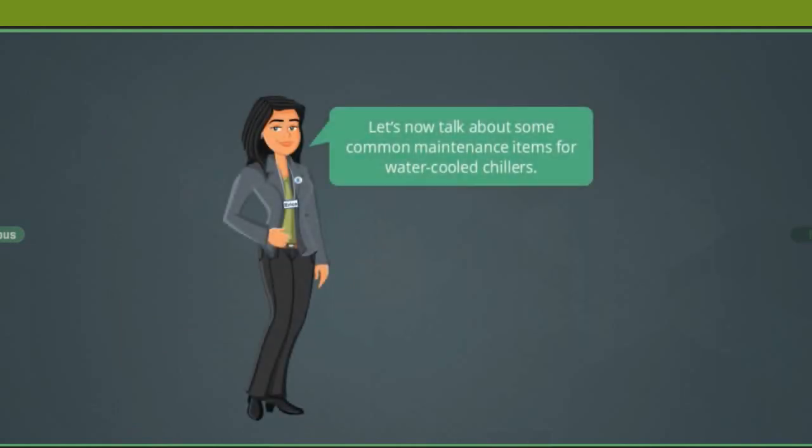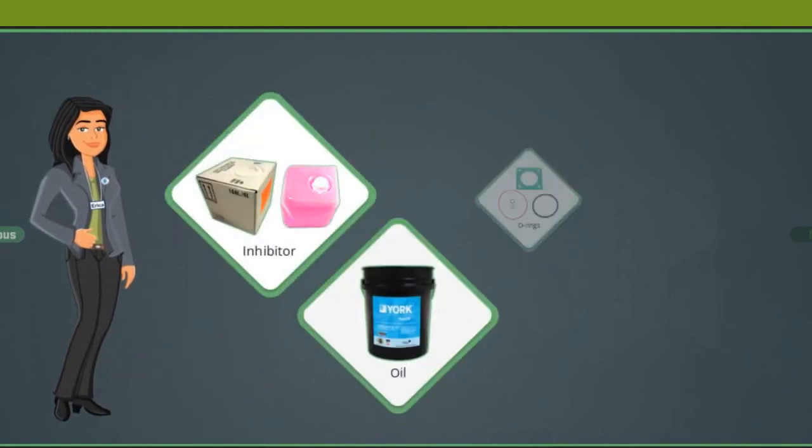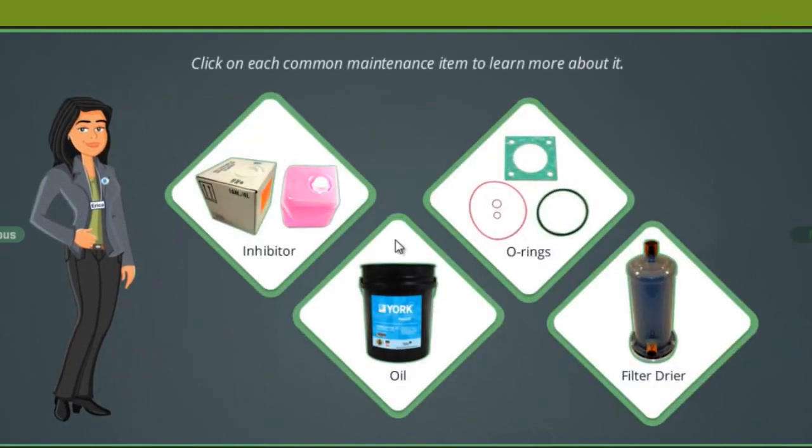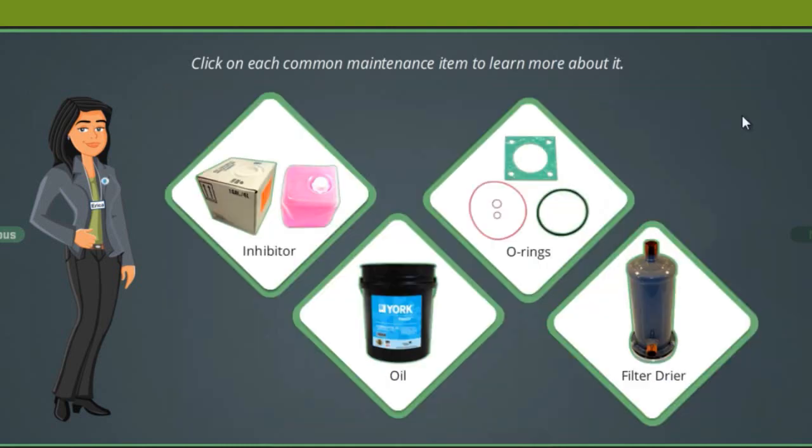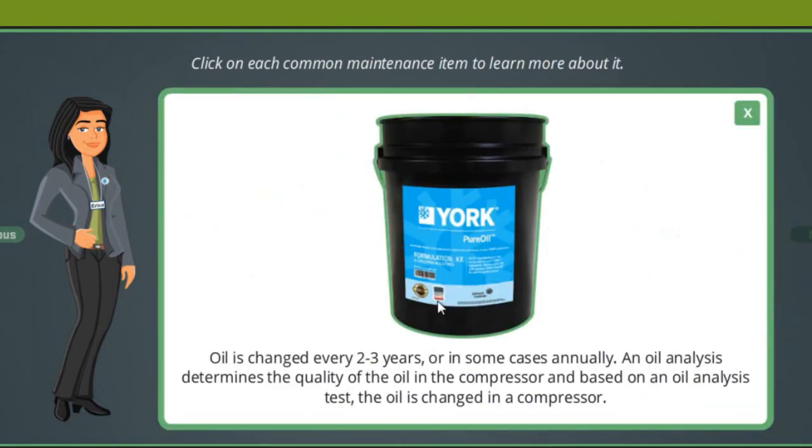Let's now talk about some common maintenance items for water-cooled chillers. Click on each common maintenance item to learn more about it. The inhibitor, which is used in VSD or solid state. Oil is changed every 2 to 3 years, or in some cases annually. An oil analysis determines the quality of the oil in the compressor, and based on an oil analysis test, the oil is changed in a compressor.